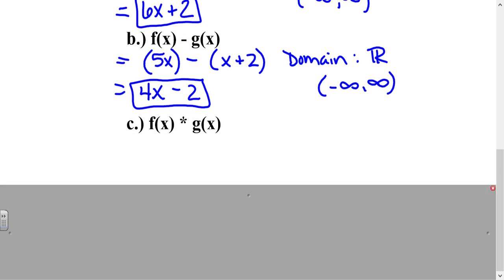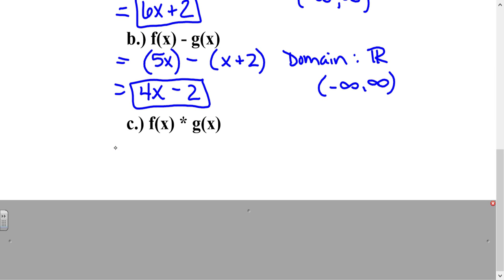So let's try some multiplying. So now I have 5x times x plus 2.